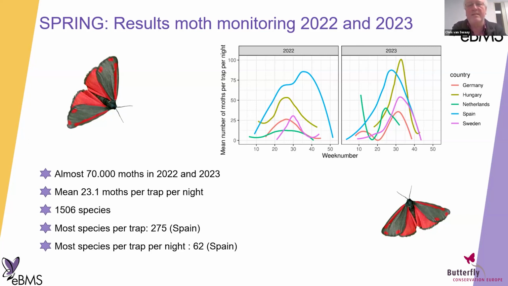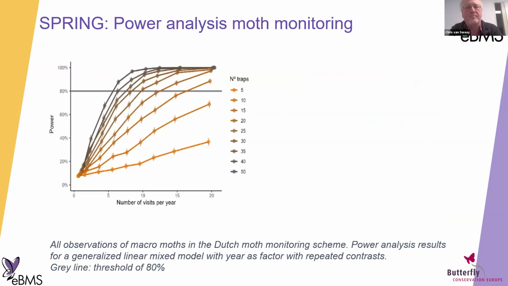In the Netherlands, you can see the numbers are much lower, but still you have 10 to 20 moths per night on average.